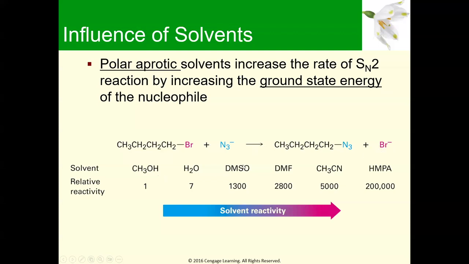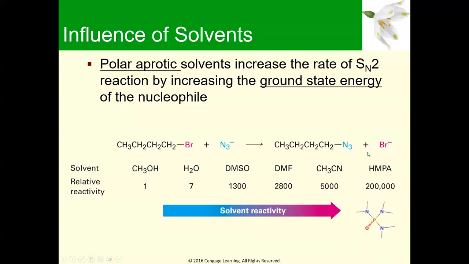And so these are your different solvents. So your baseline is going to be methanol. That's protic. Water is also protic. It's a little bit faster. But then all these, the DMSO, the DMF, the CH3CN, that's called acetonitrile, and then HMPA, all those are polar solvents, but they're solvents that are not protic. They are aprotic.